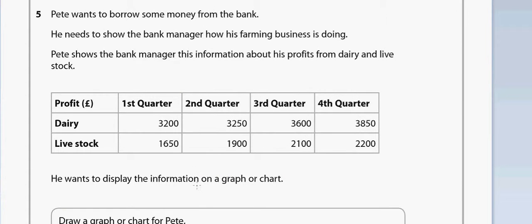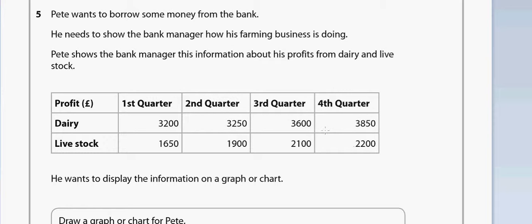Question 5. So Pete wants to borrow some money from the bank. He needs to show the bank manager how his farming business is doing. Pete shows the bank manager this information about his profits from dairy and livestock. So here we can see the profit for dairy and for livestock, and he's done it in quarters. So every 3 months he's recorded the figures.